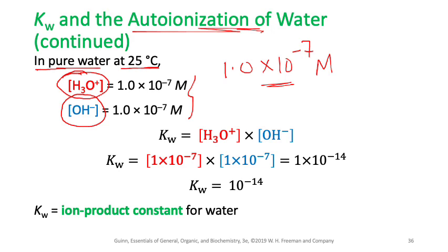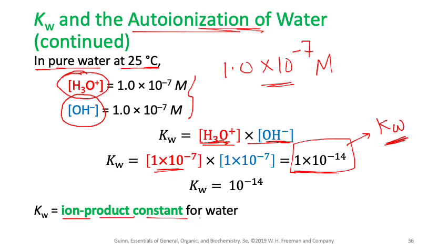If you multiply the concentration of hydronium and hydroxide ion, you will always get a constant number. The concentration of H3O+ is 1 times 10 to the power negative 7. OH- is the same, 1 times 10 to the power negative 7. If you multiply these two numbers, you get 1 times 10 to the power negative 14. This 1 times 10 to the power negative 14 we call Kw, a constant, the ionic product constant for water. This number cannot be changed when you multiply the concentrations of hydronium and hydroxide ion.